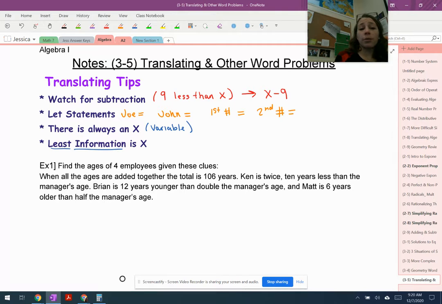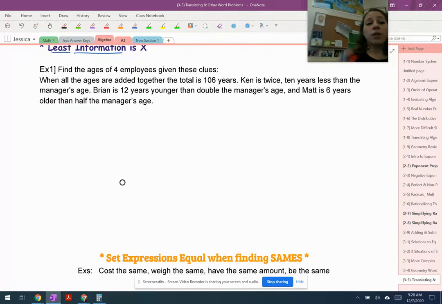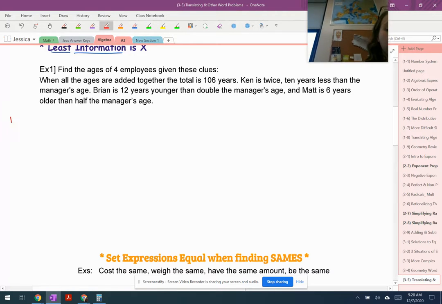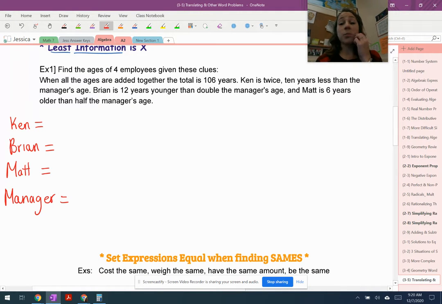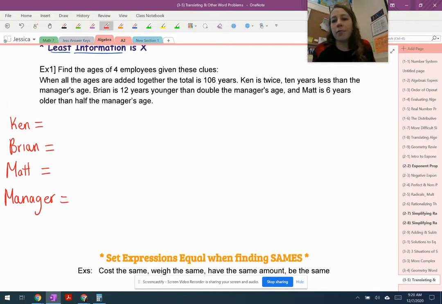Okay, so again, going back to my tips, start with those let statements. Start with who this problem is talking about, and I need to write an expression for each one of them. So off to the side here, I'm seeing Ken, so I've got Ken equals. I'm seeing Brian. I'm seeing a Matt equals. And a manager, who is a no name. And that makes sense that I have 4 let statements because this problem is asking me to find the ages of 4 employees. So there's 4 of them.